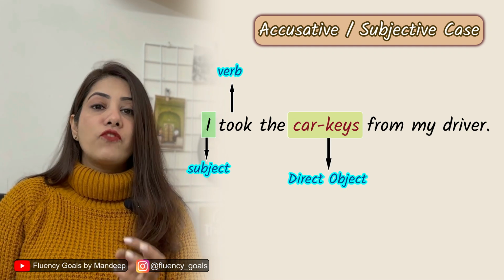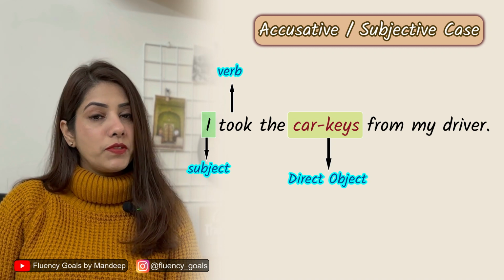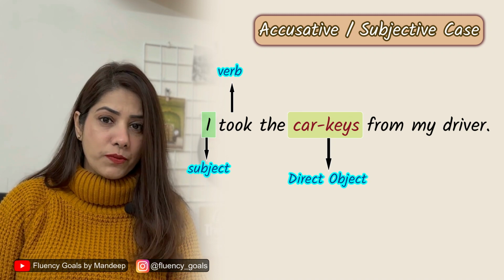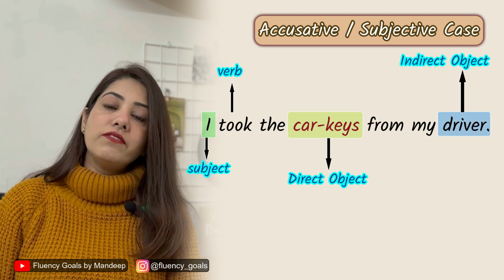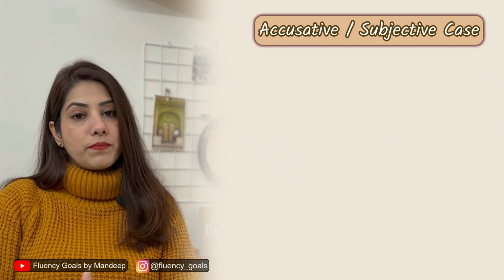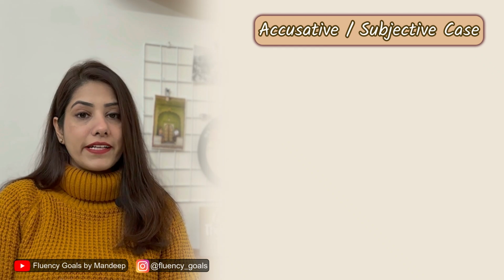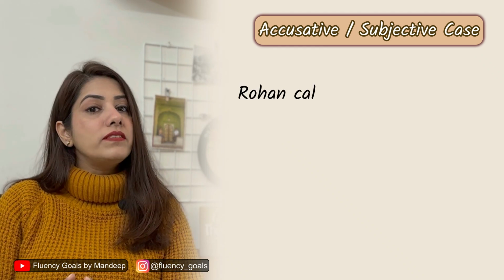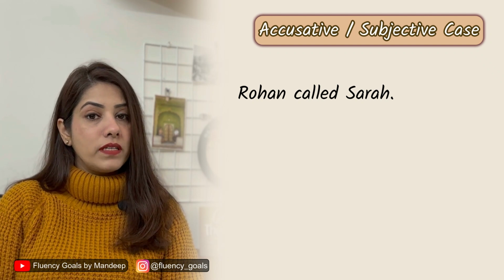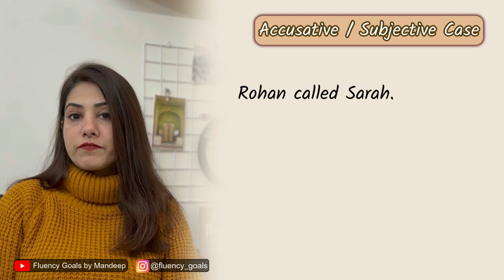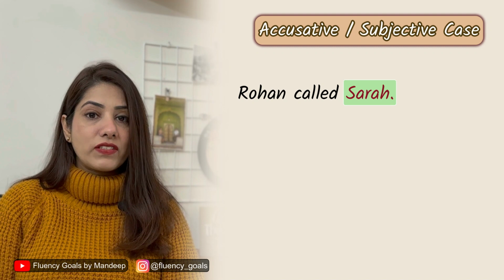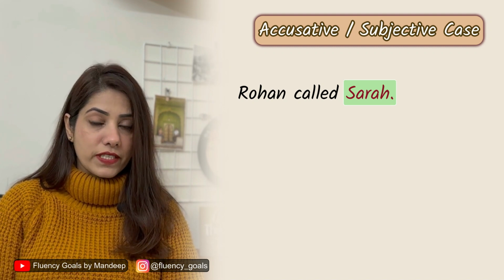If you ask the question for whom, from whom, to whom, you get the indirect object. So I took the car keys from whom? The driver. So the driver is the indirect object here. Clear? Now let's take other examples to find the noun in accusative case. Rohan called Sarah. Rohan and Sarah are the nouns here. Find the noun in the accusative case. Rohan called whom? Sarah. So we can say Sarah is the noun in the accusative case.